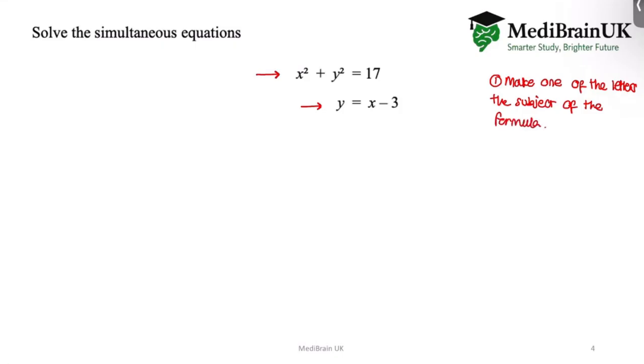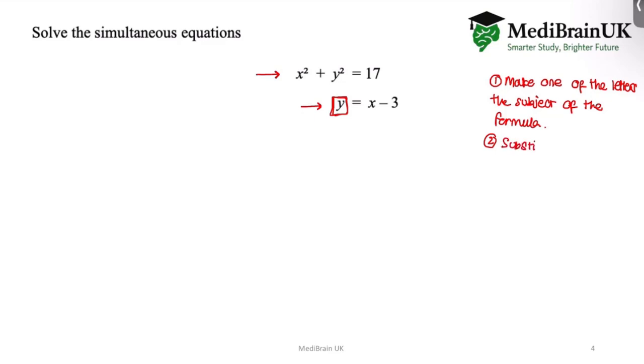Okay, now in this case, again, we have a letter by itself. Because it's by itself, it is the subject of the formula. We don't need to make anything the subject of the formula. There is already a letter by itself, so we don't need to do that first step.